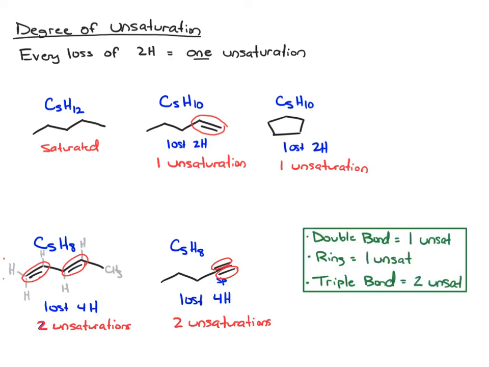So to summarize, we can make a couple of generalizations here. We can say that for every double bond in a molecule, you're going to have 1 unsaturation. For every ring in your molecule, you'll have 1 unsaturation. And from every triple bond in your molecule, you'll have 2 unsaturations.